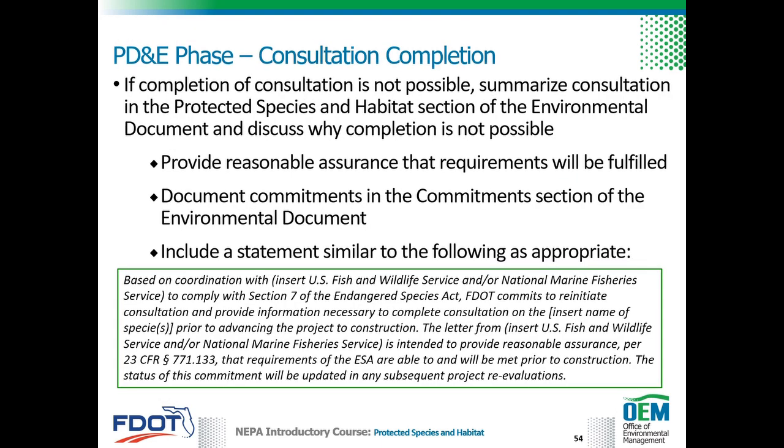There may be some instances when one of the services does not have enough information to concur or not concur with an FDOT effect determination during the PD&E phase. In these cases, summarize the consultation to date in the protected species and habitat section of the environmental document and include the reasons why it cannot be completed. Include documentation that the service does not anticipate a jeopardy opinion and any other information that may provide reasonable assurance.